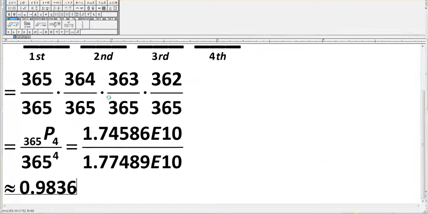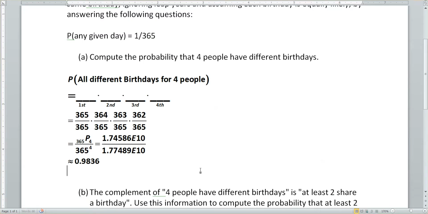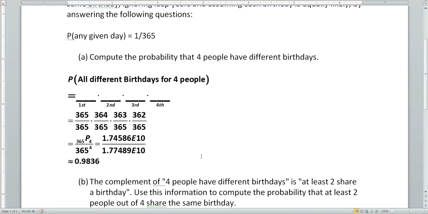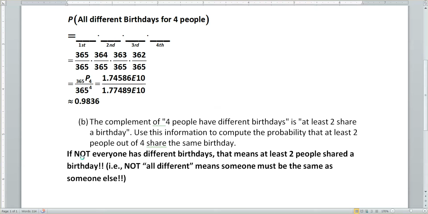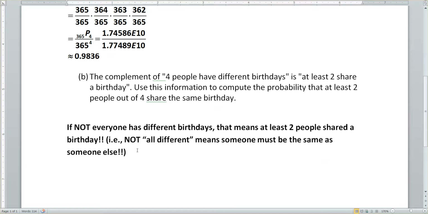All right. Now, the next part is actually not hard because we've done the hard work in part A, but I want to make sure you understand what's happening. So the complement, i.e. the opposite in the sample space. So if you don't have, let me write this out one second. So if you're in a room of people and you know that not everyone has different birthdays, it's a little bit of a brain teaser.